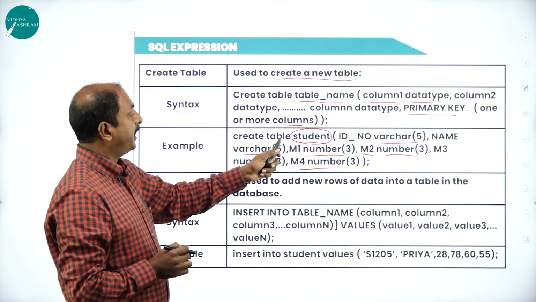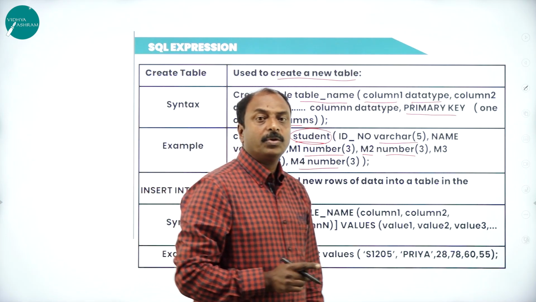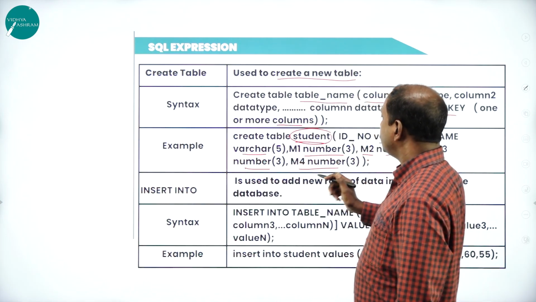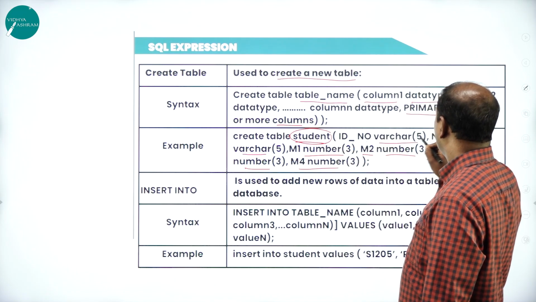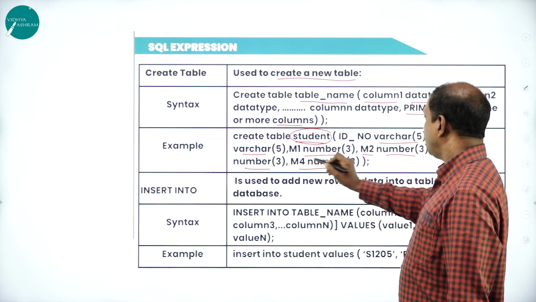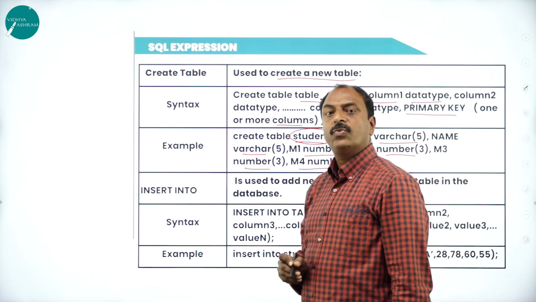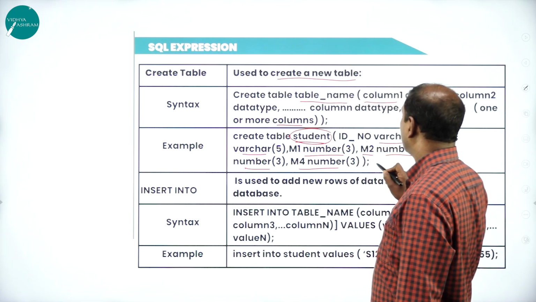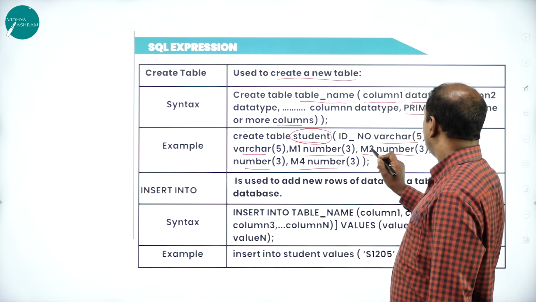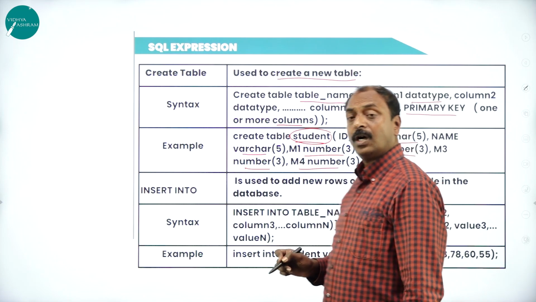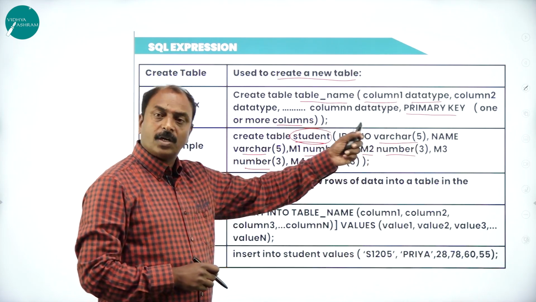So to create a table in a database, accordingly, it is going to create a table with how many columns? Here, the name of the table is student, with ID number as one column, name as another column, M1, M2, M3 and M4. So it is going to create a table of these many columns.